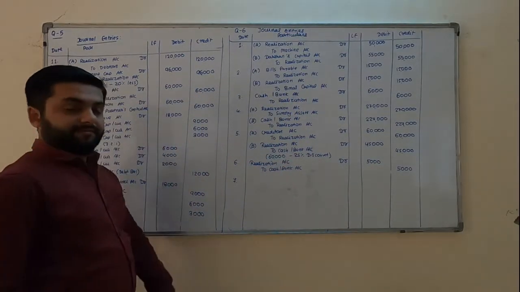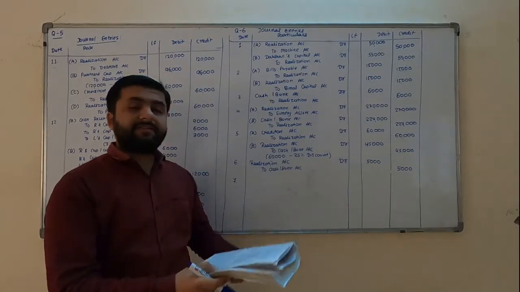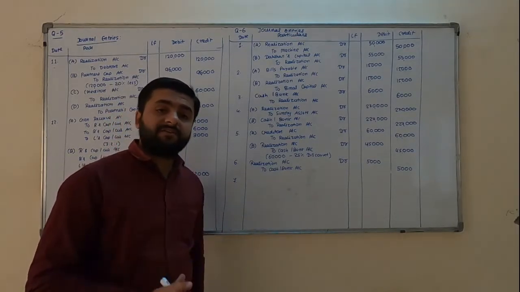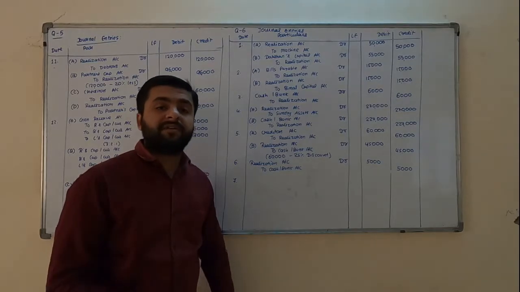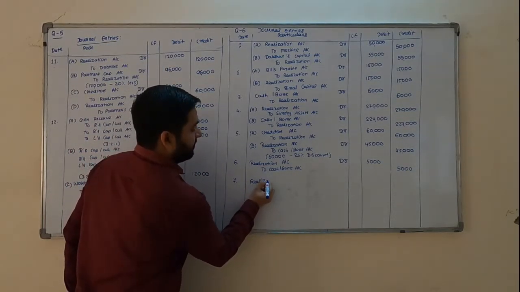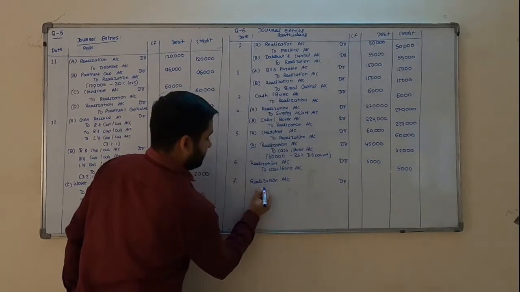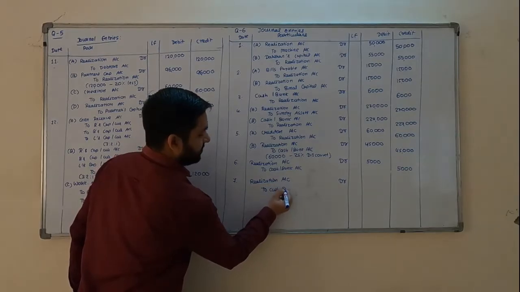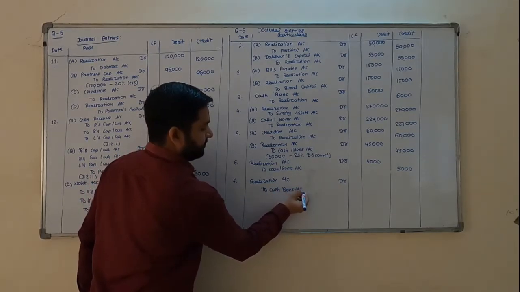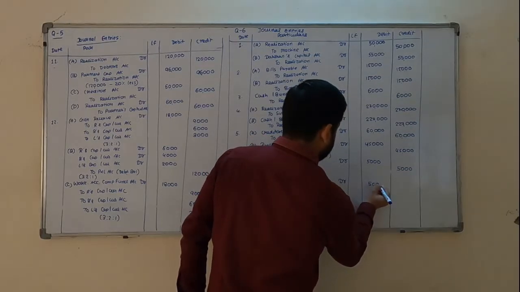Next, number 7. Dissolution expense is paid. Again, dissolution expense is also an unrecorded expense. You directly pay them. Entry will be realization account debit to cash or bank account. How much you will pay? You will pay 5,000.